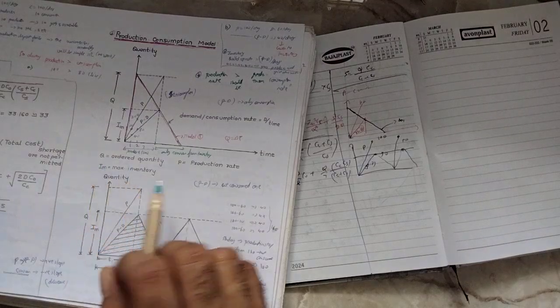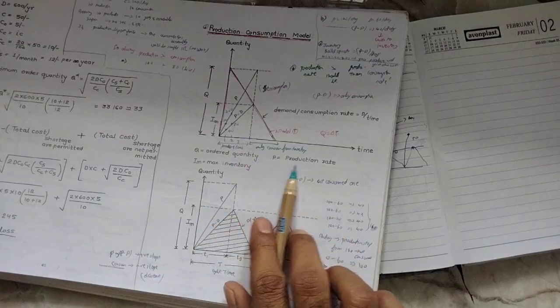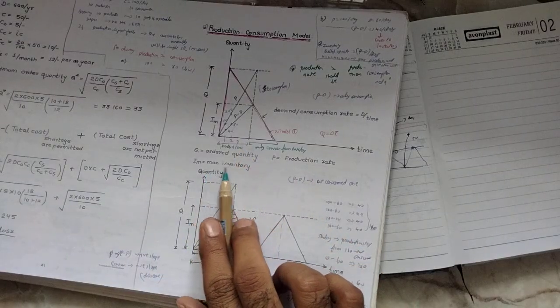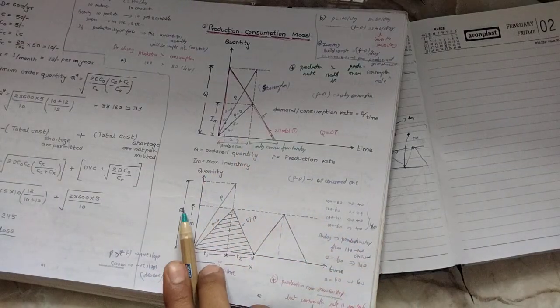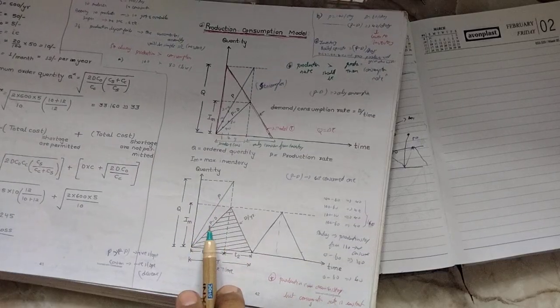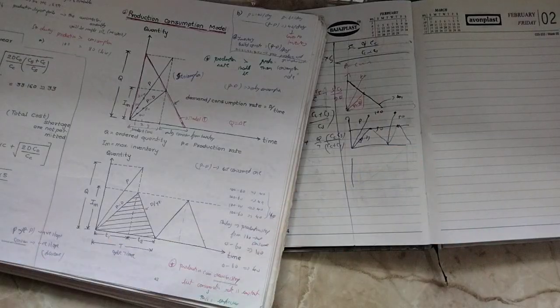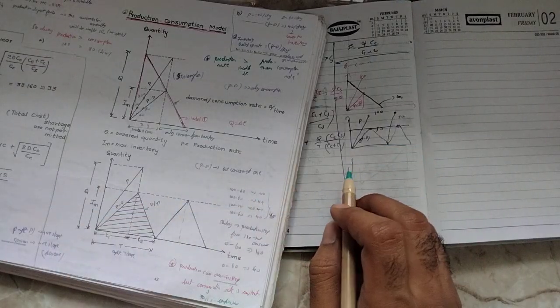So you can see this is Q, the total ordered quantity, and P is the production rate, and Im is the maximum inventory, okay. So this is Q, this is the production, this is the inventory management, okay. P minus D.